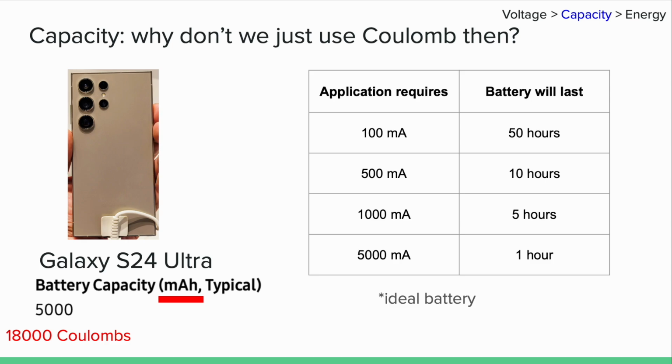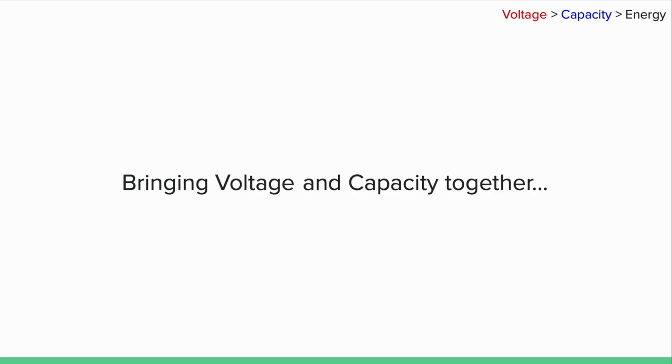It's easier to discuss the phone battery when you tell me the capacity in amp hours instead of coulombs. And definitely please do not tell me how many electrons your phone can discharge. And that's pretty much it for capacity.